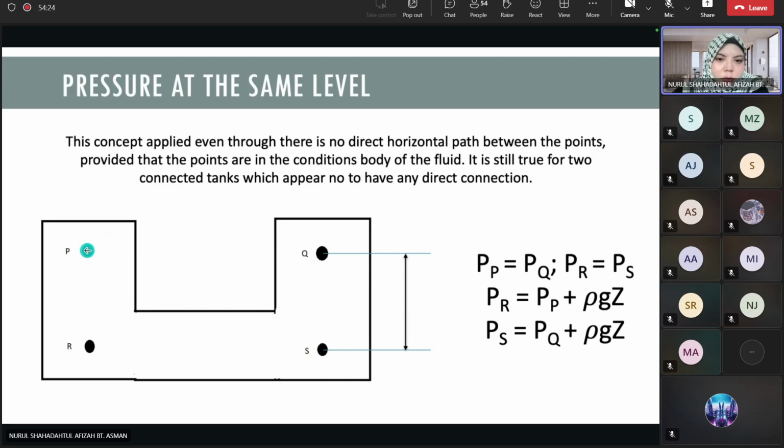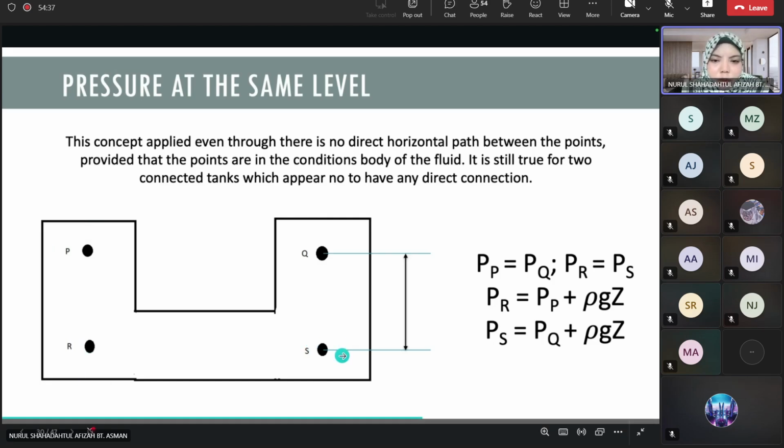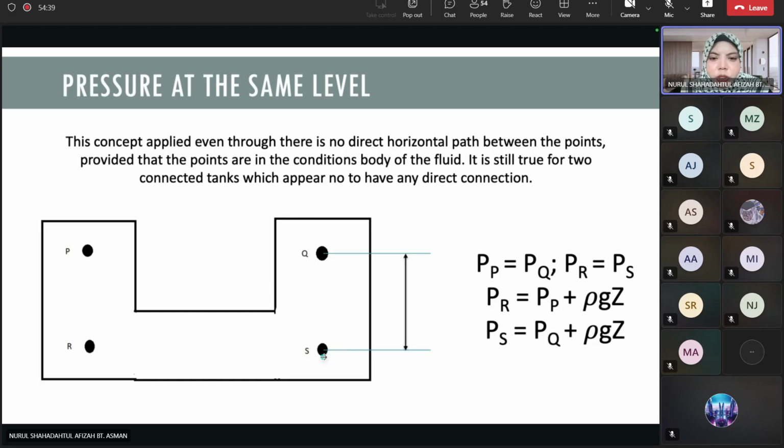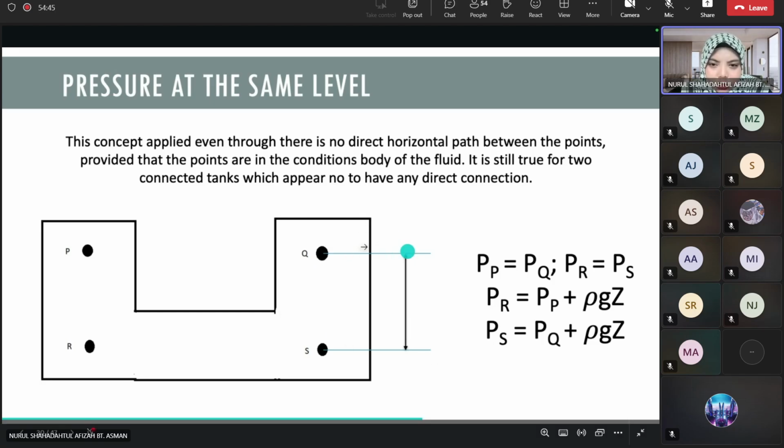So here, pressure R equals P plus ρgh, where h is the height. That is for R. For S, the pressure at S equals the pressure at Q plus ρgh. This is the distance here.